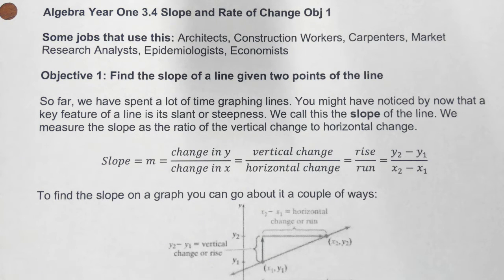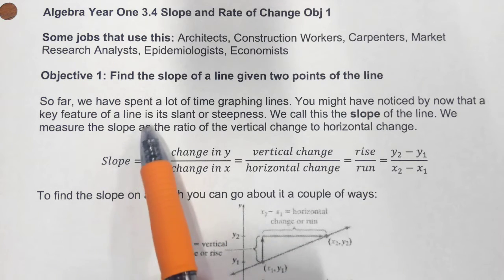All right, so today we're just going to be talking about the first objective of Section 4 of Chapter 3 on slope and rate of change. And the objective is to find the slope of a line given 2 points on that line. So, first off, maybe you haven't heard what slope is, so we'll talk about what that is.